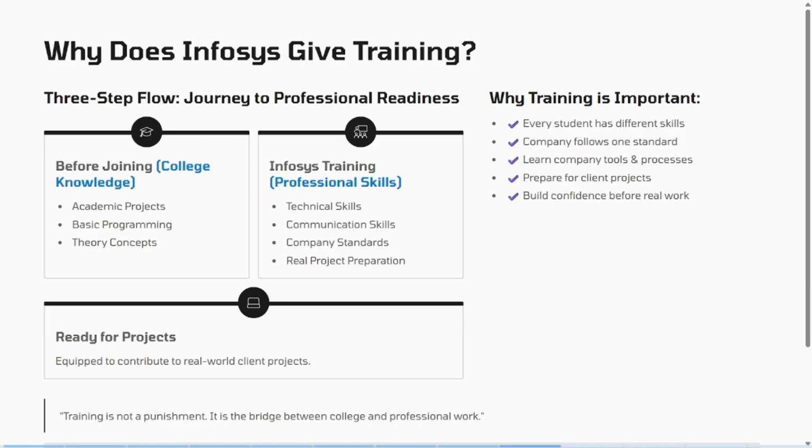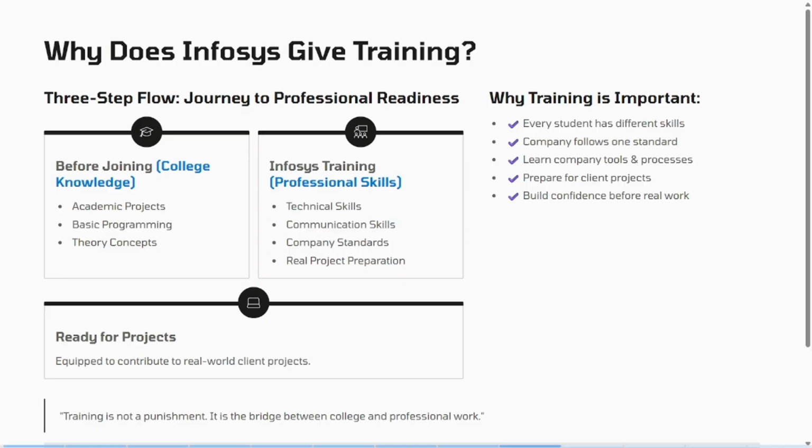So next, let's move on to one of the important sections of the offer letter: training. Many freshers ask, why do we need training? We already completed 4 years of engineering. That's a very common question. According to the offer letter, Infosys explains that freshers have academic knowledge from college, but they may not have the technical, practical, management and communication skills needed to work independently on company projects. That's why the company provides training.